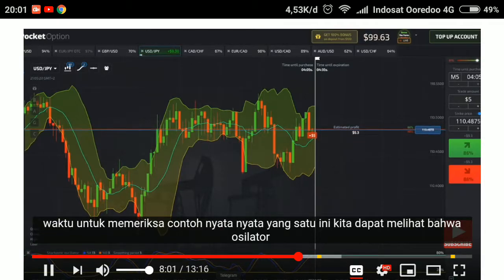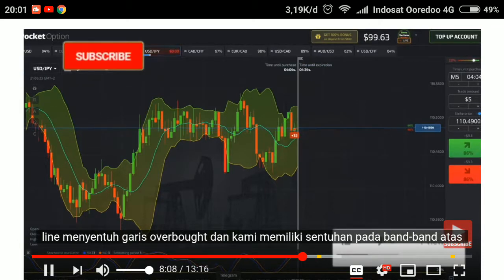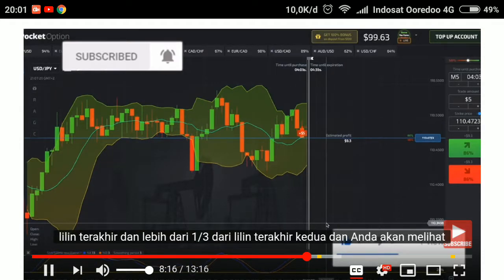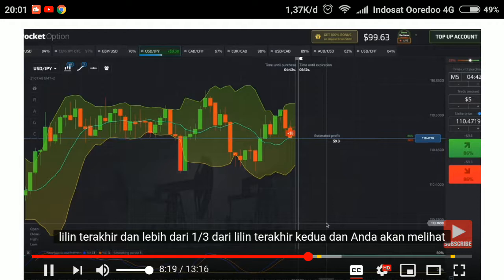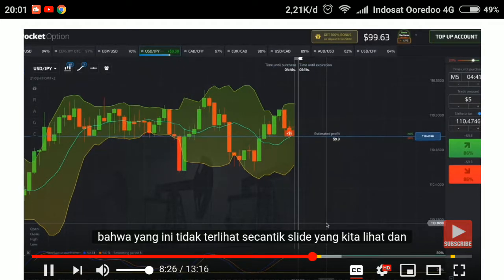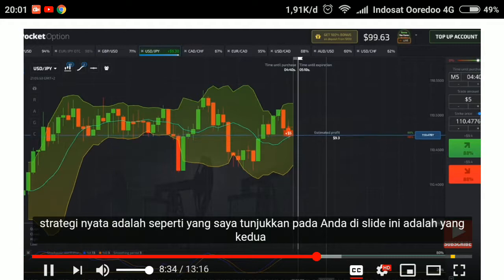In this one, we can see that the oscillator line is touching the overbought line, and that we have a touch on the upper band of the Bollinger Band, and the bearish engulfing candle covers completely the last candle and more than 1/3 of the second last candle. And you're gonna see that this one doesn't look as pretty as the slides we saw, and sometimes you take this kind of trades, but don't get used to it, because the actual real strategy is like the one I showed you in the slides.